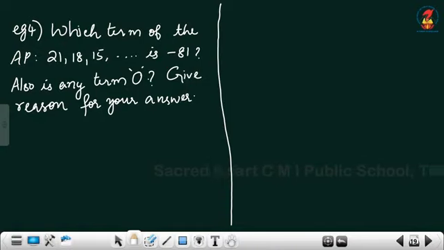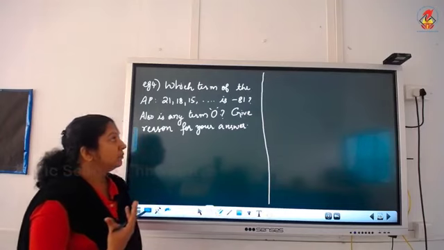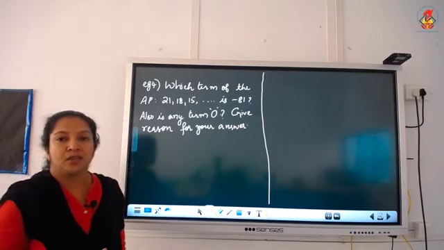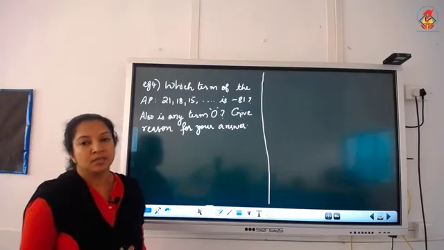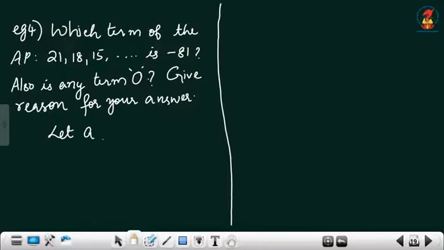Take the first sentence. Which term of the AP 21, 18, 15, etc. is minus 81? That means some term is given. We don't know which term this is. So, what we are supposing is, let An is equal to minus 81.